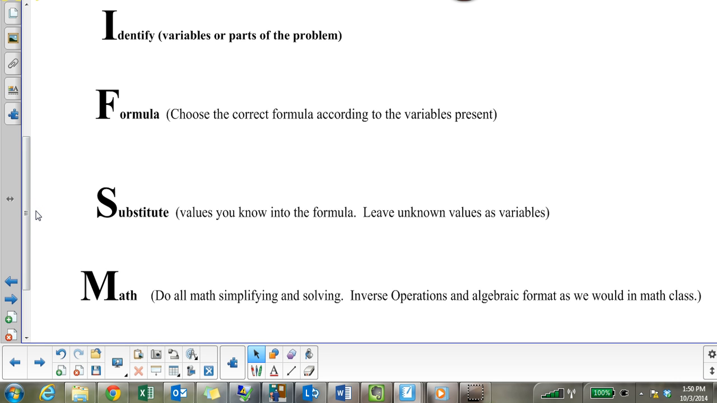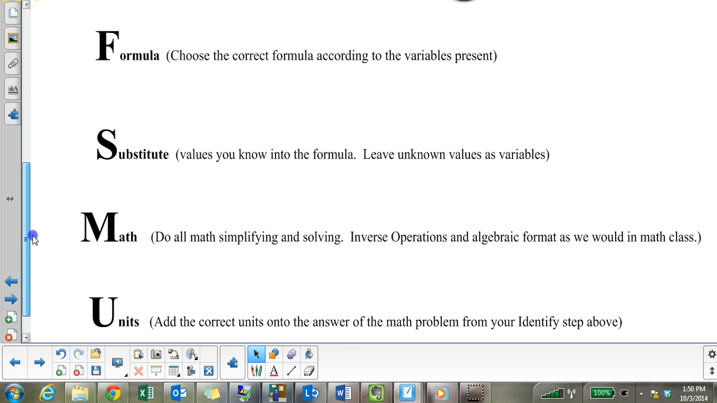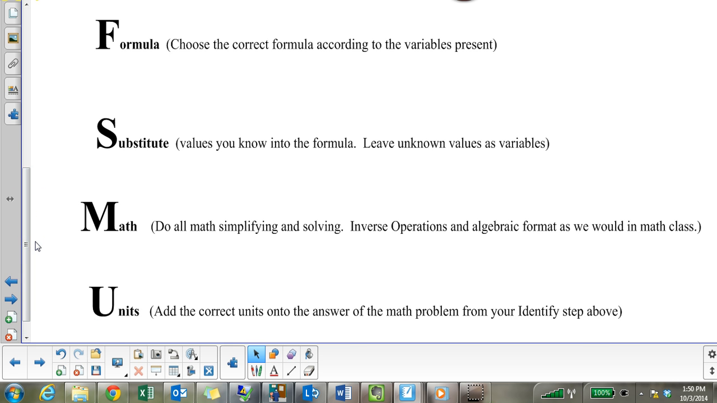S is substitute. Once we pick the right formula, we're going to substitute our known values into the formula. And we're going to leave the ones that we don't know unknown as variables, and then we'll solve the equation for those to get the answer. Now you can tell the science teacher came up with this because the M part is math, do the math. Well, that just basically means solve the equation, using our inverse operation steps, just like we would do in math. And then the U is to choose the correct units to put onto the answer, from the identify step above.